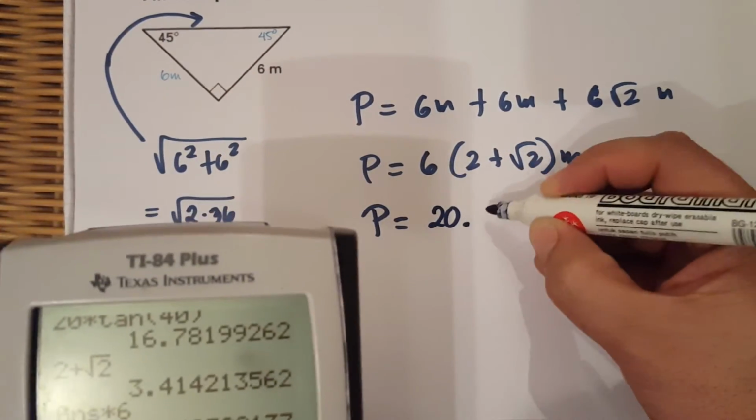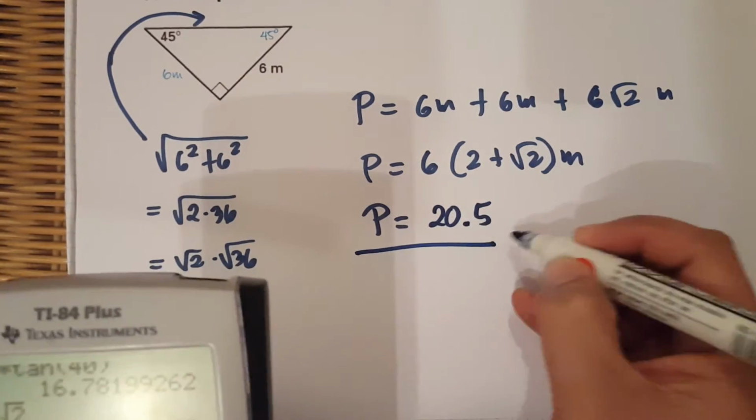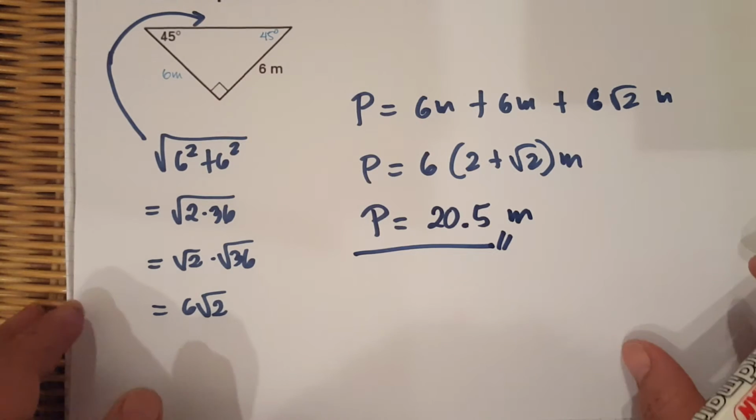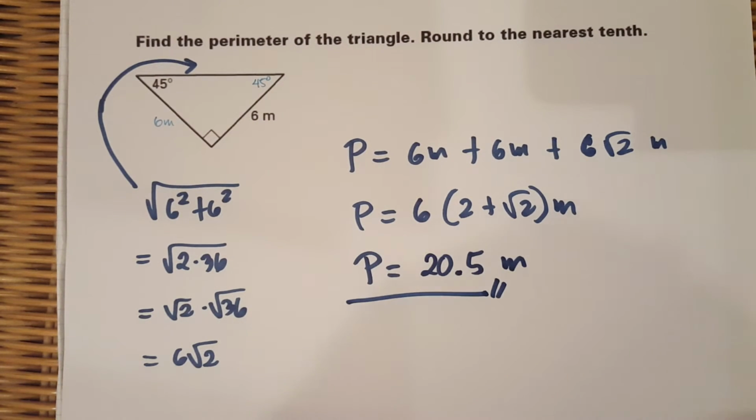20.5. Of course, don't forget the unit. It's in meters. So that's how we find the perimeter of this triangle.